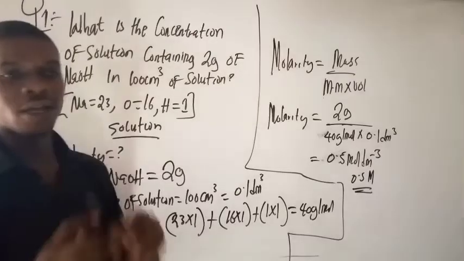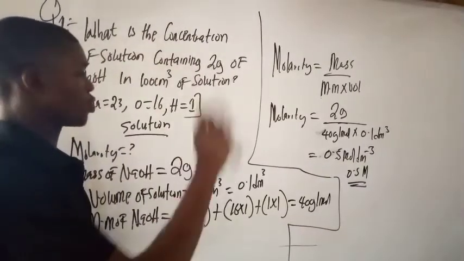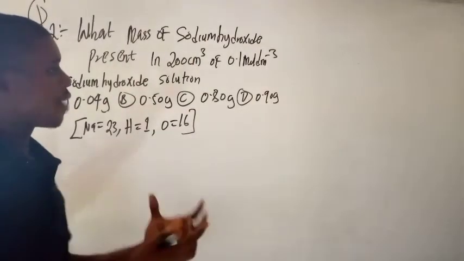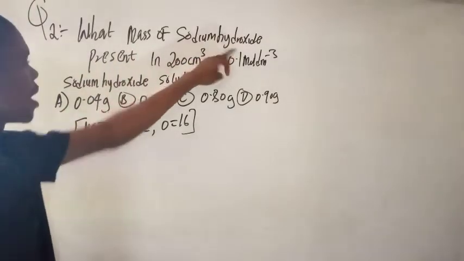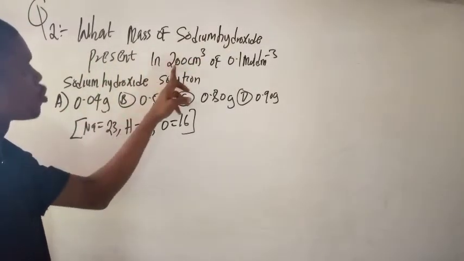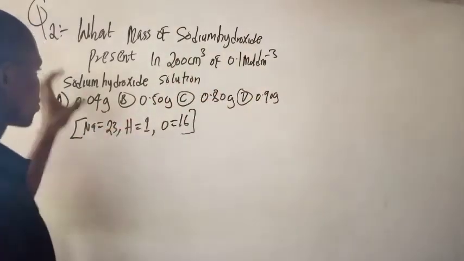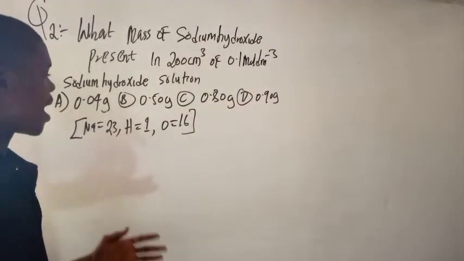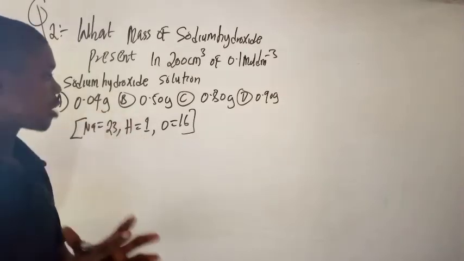Now, depending on the type of question given to you, that is how you are going to know the formula to use. So now look at the second one. This second question looks like the first question, so I want you to pay very close attention. What mass of sodium hydroxide is present in 200 cm cube of 0.1 mole per dm cube sodium hydroxide solution? Now they are giving us the options. So once you calculate, if we don't get any of these options, you know that our calculation is wrong.